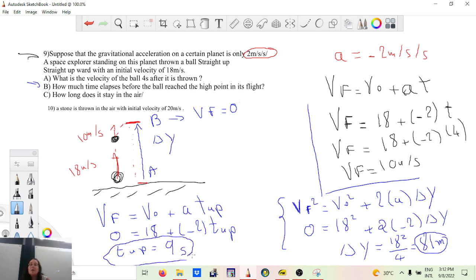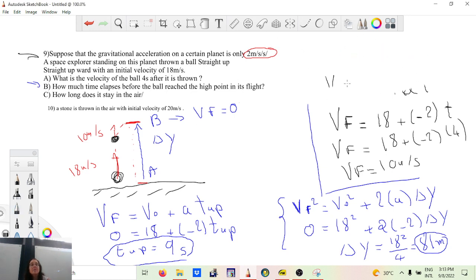Now, how long does it take for the whole flight? Nine to go up, nine to go down. So all together, it's going to be 18 seconds, right? Because the time for the flight is 18 seconds. So the answer here is 18 seconds.